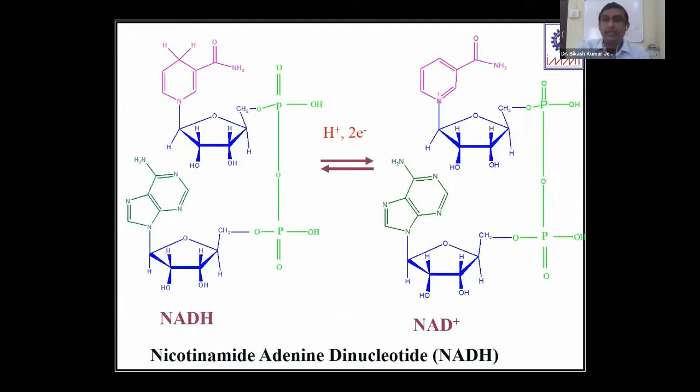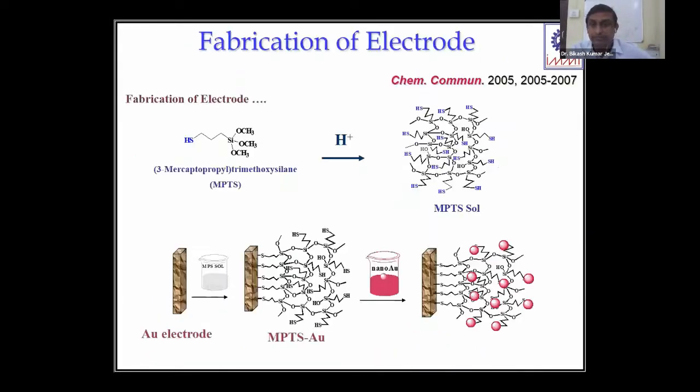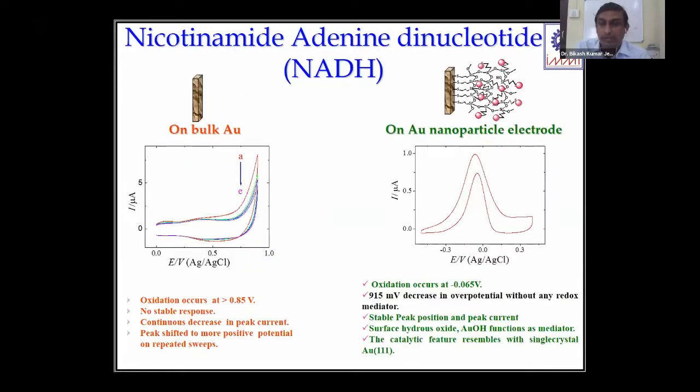So when we started our work, this is the structure of NADH, which electrochemically undergoes a 2 electron, 1 proton oxidation-reduction. Then we tried to develop a nanoparticle modified electrode, first to understand how it responds to NADH. If it shows NADH response, then we can use it to develop a dehydrogenase based biosensor.